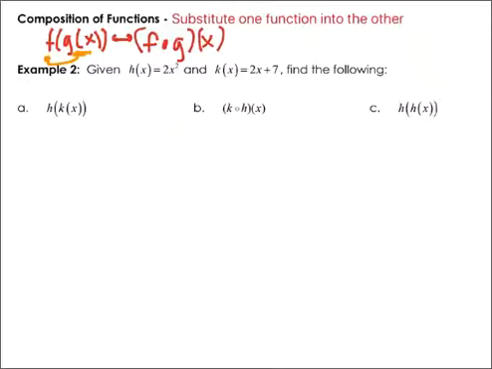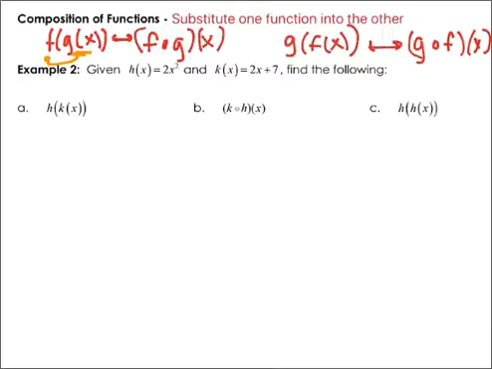You could also see it backwards and you could have G of F of X, which we could also represent as G o F. They mean the same thing, just different ways to write it.